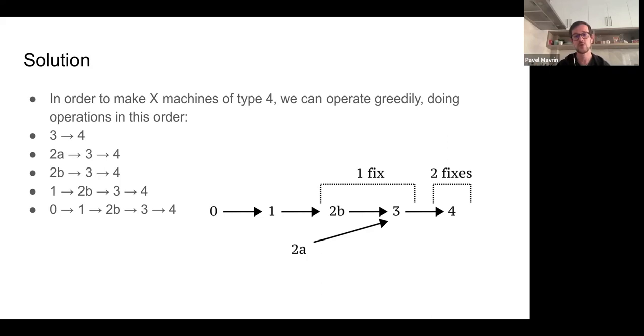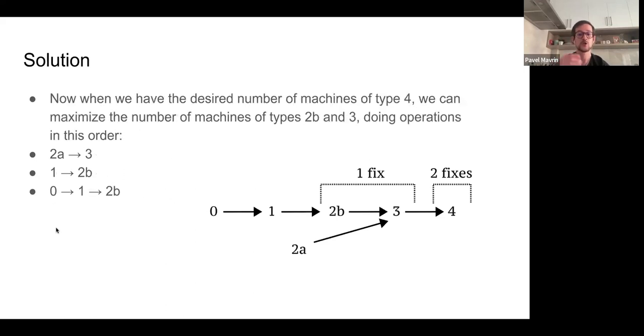You can look at any other sequence of operations that produces the same number of machines of state 4 and just prove that you can do the same by performing operations in this order. Now, when we make enough machines of type 4, we need to maximize the number of machines that are broken but fixable in one operation, so the number of machines of type 2B and 3.